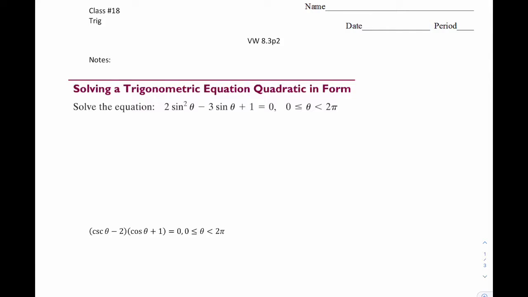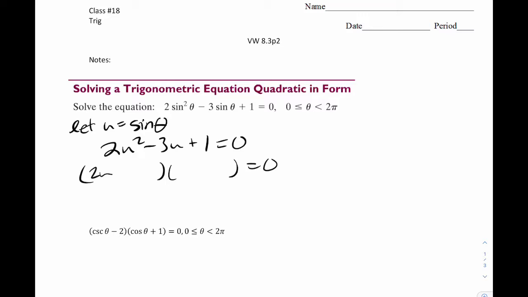So notice how right here we have a quadratic equation. So I'm going to do a U-substitution. I'm going to say let u equal sine theta. By doing this, I get 2u squared minus 3u plus 1 is equal to 0. Now I can factor it.